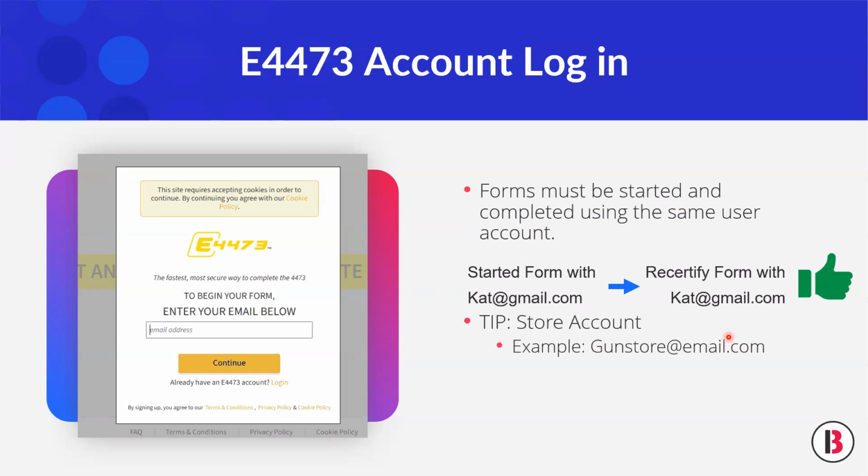Now, some pro tips that some of our stores have used is they went through and created a standard account that they just overall use for their store. So they would just create the account, log into it, and all of the forms that are completed would get stored on that store account. No need to worry about mixing information because the QR codes that you'll see during that E4473 process all link to that person's transaction. So only their information and that firearm would be linked to that particular QR code.